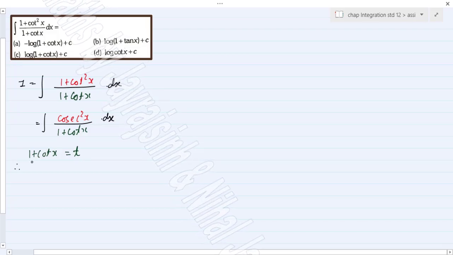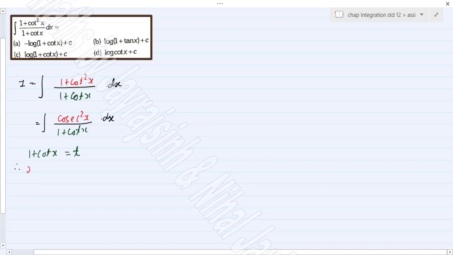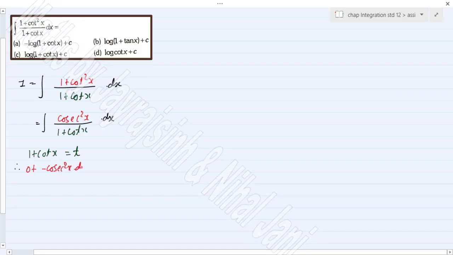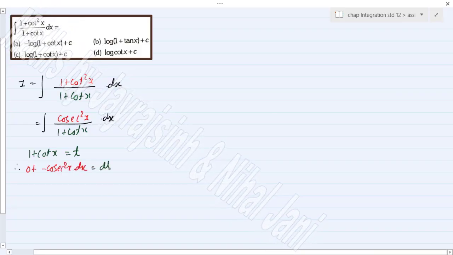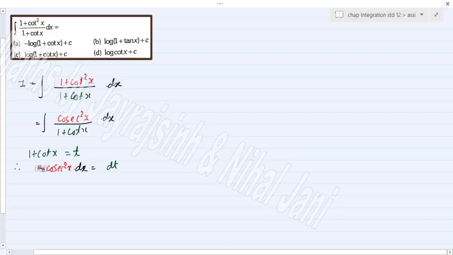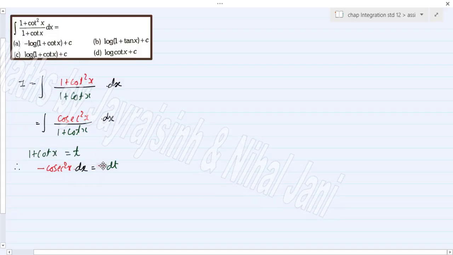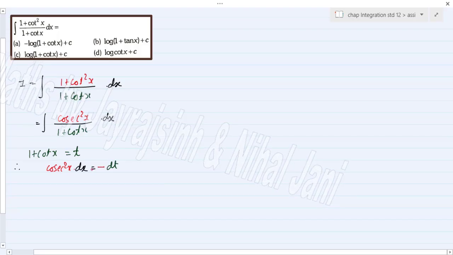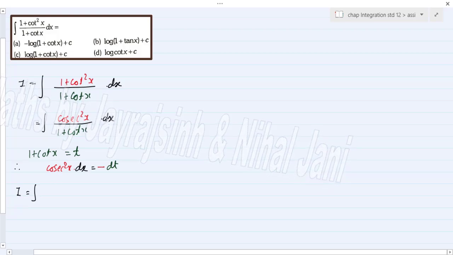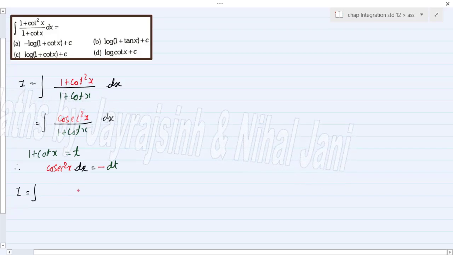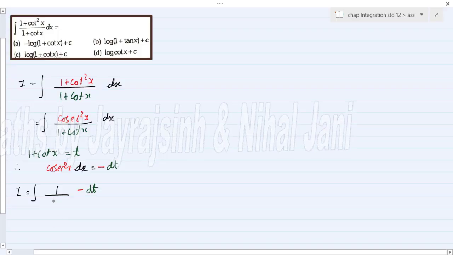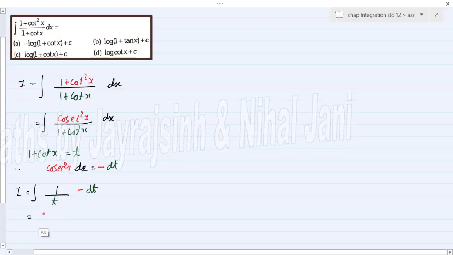So if we differentiate both the sides, differentiation of 1 will be 0 and differentiation of cot x will be minus cosec square x dot dx is equal to dt. So we can ignore this 0 and take this minus on the right side. So we will get cosec square x dx is equal to minus dt. So we are ready to modify our integration. Cosec square x dx will give us minus dt, and 1 upon 1 plus cot x is converted into t. So we don't have to worry about this negative side.